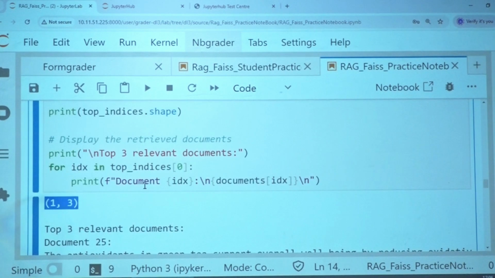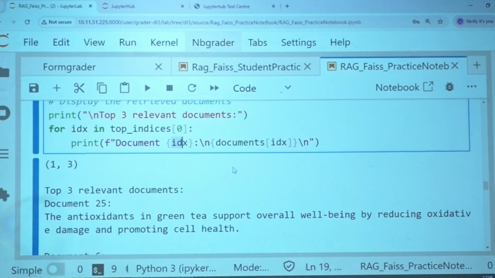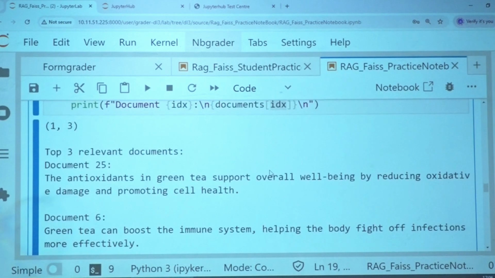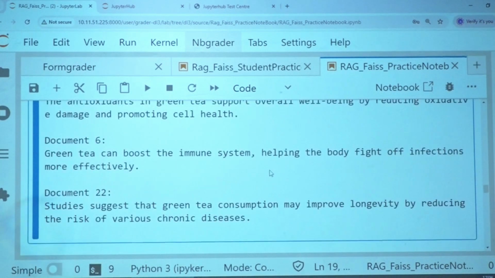So in this case we are printing the top 3 matched documents. We are using the index from top indices and using that index in the document array. Along with the index, the IDX is also stored, meaning the embedded index and the IDX. IDX is from where the document came. So we are using that and correlating. Next, this is the answer.